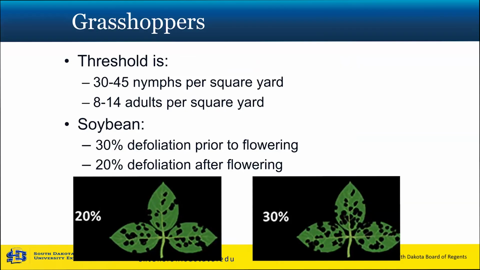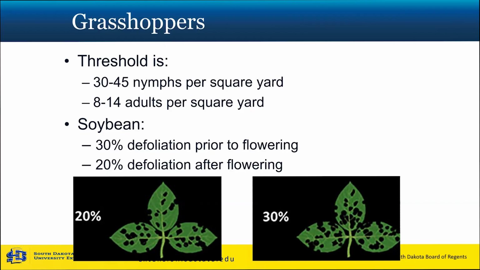So, it's important this year, just like with every insect we've covered, to go out and scout your fields. For grasshoppers, since they go after literally everything, not just soybean, they'll eat tree bark if they have to. General threshold is 30 to 45 nymphs per square yard, or 8 to 14 adults per square yard. You can also use a sweep net to determine this. Do 10 sweep nets and count for that same threshold.